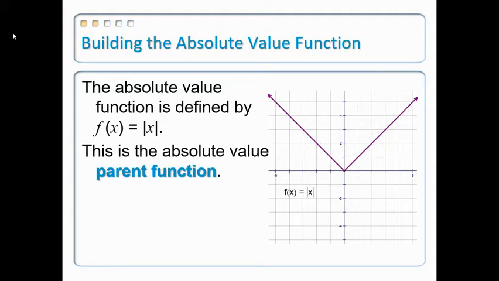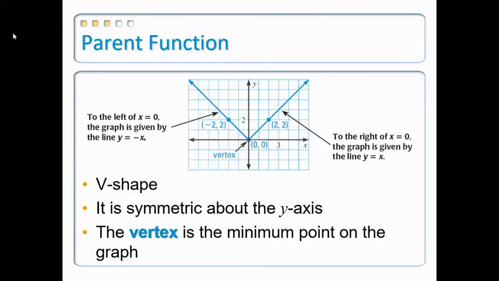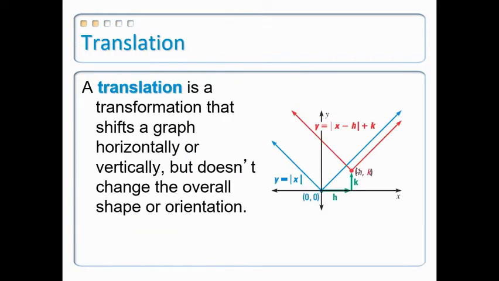So the absolute value function is defined by f of x equals the absolute value of x, and this is the parent function. This is what the parent function looks like, and it is a V with a slope that is 1 to 1. To the left of x equals 0, the graph is given by y equals negative x. Then you have the vertex here at 0, comma 0. And to the right of x equals 0, the graph is given by the line y equals x. Yes, it is V-shaped. It is symmetric around the y-axis, and the vertex is the minimum point on the graph.